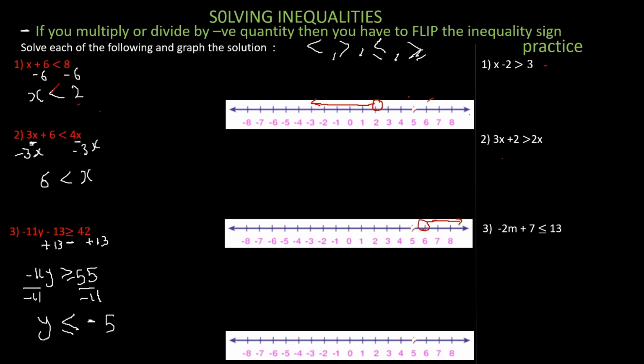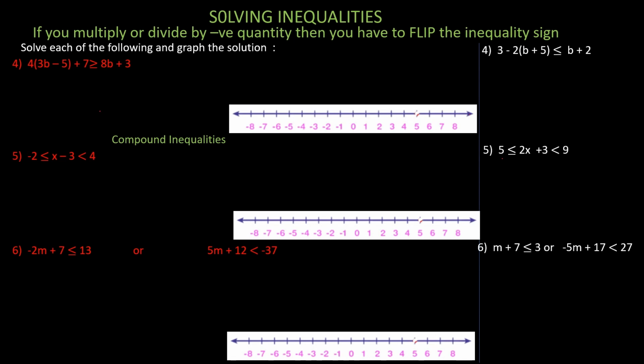You will go to negative 5 here, and make a closed circle because we have less than or equal. It's going to be closed, and then y is less than, so we have to go left, not right. Excellent.